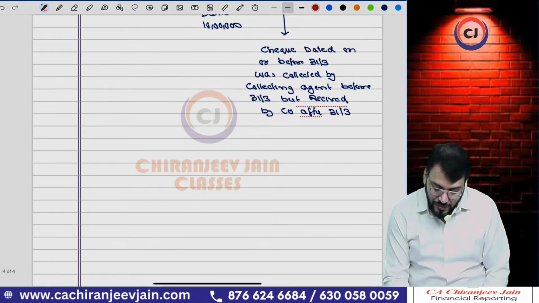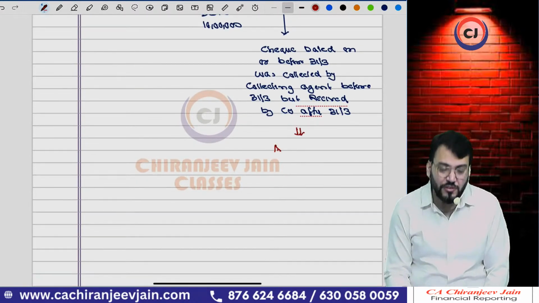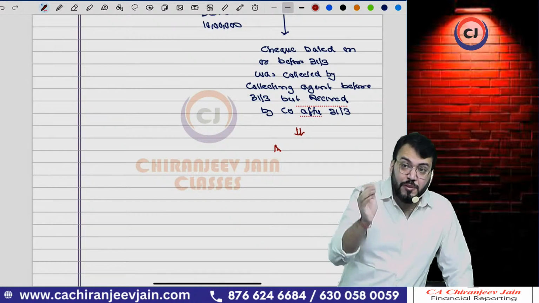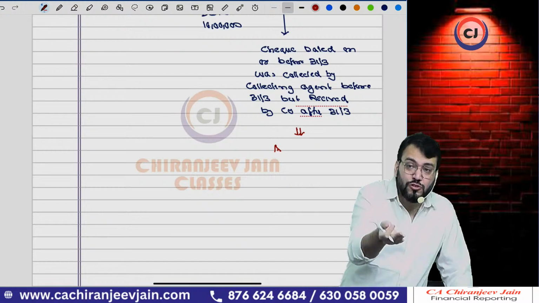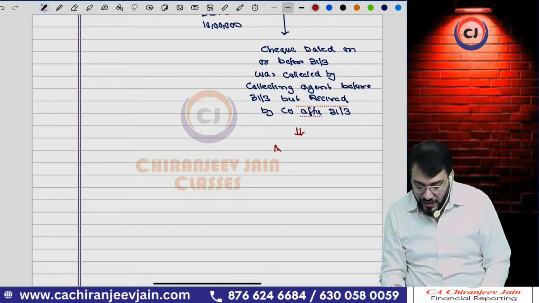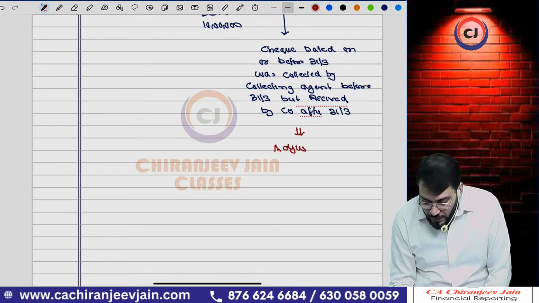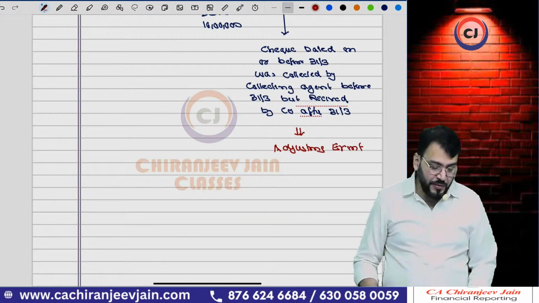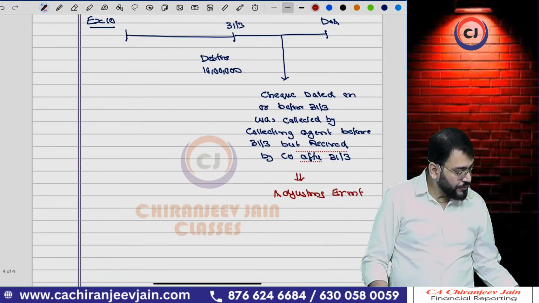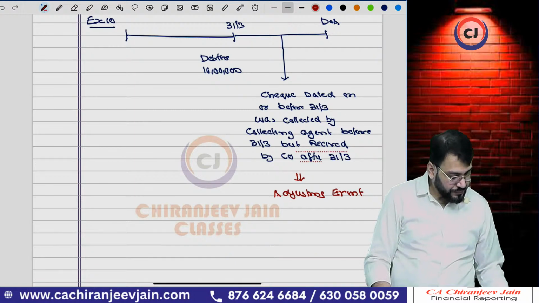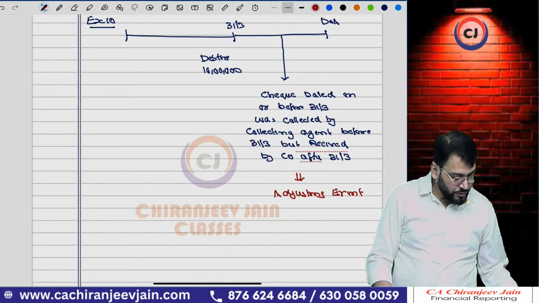Adjusting, non-adjusting. I think you have understood. It is now adjusting because now it is under the control of what? Entity. So it was under the control of the entity before 31st March. It can be endorsed to some other party. It can be deposited in the bank. Correct now. Therefore, it will be an adjusting event. Any doubt? No doubt na? Chalega? This also you have understood.